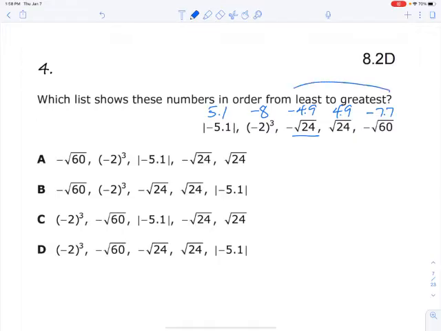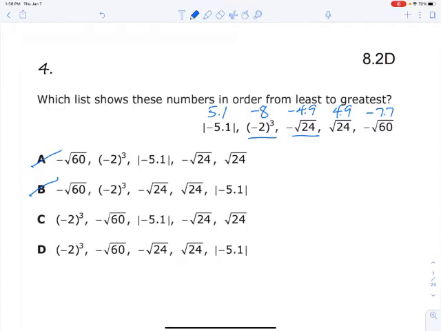Okay, so now, again, we're looking for least to greatest here. Okay, so which one of these numbers is going to be my smallest, and that is my negative 8. So I come down here to find anything that starts with the negative 2 to the third power. So that means I can eliminate A and B.